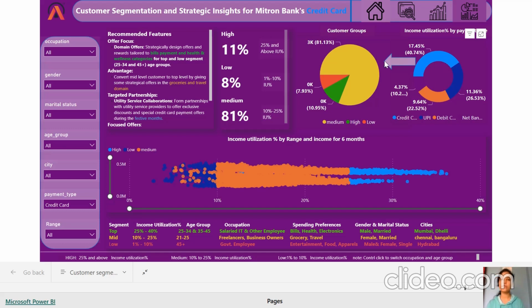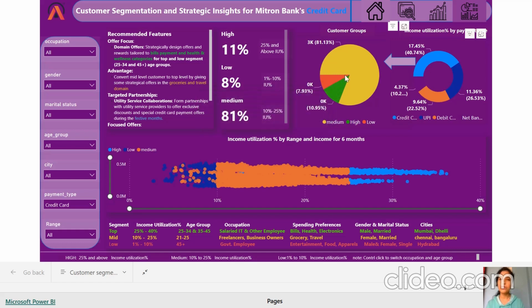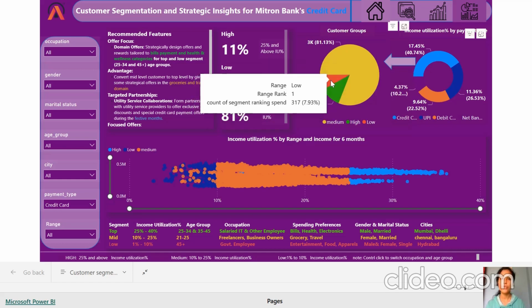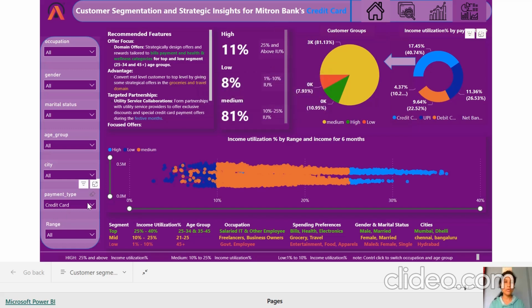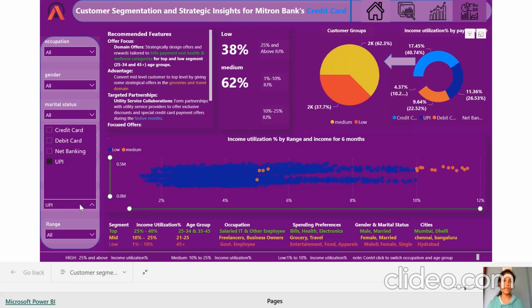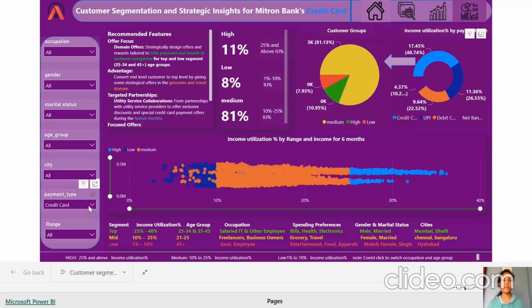In this 41% of customers, I have again grouped the customers as top, mid and low. Top customers are 11%, mid customers are almost 81%, and the low customers are 8%. This is all about the filter that I have selected. Here I have selected the credit card. When I switch to debit card, net banking and UPI, it changes. I am totally concentrating on the credit card, so in all the analysis I have filtered to the credit card only.